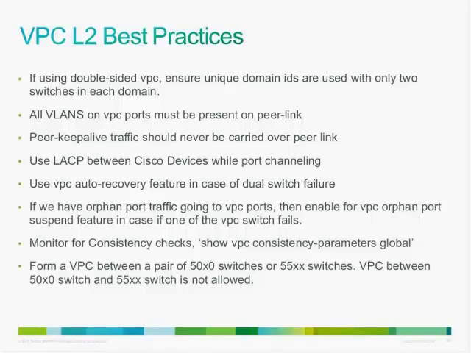Use LACP. LACP is our recommended protocol for forming port channels between Cisco devices. Use the auto-recovery feature in case of a dual switch failure. It makes sure that we do not get into a suspended state, and only one switch can come up and start forwarding traffic. If you have orphan port traffic going to VPC ports, then enable the VPC orphan port suspend feature, if one switch fails, right? All the traffic is going through the peer link, and if you have one switch failure and you're trying to communicate with the devices on the other side, you don't want black holing of traffic. That's why you have the orphan port suspend feature.